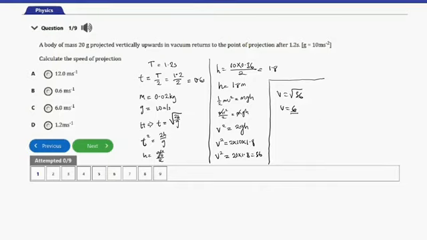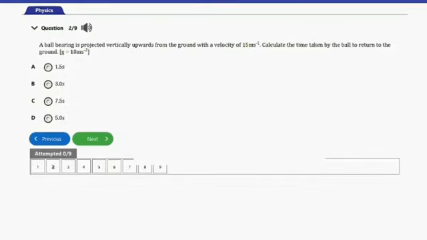Let's go ahead and consider the next question, guys. So the next question here, question number 2, says, a ball bearing is projected vertically upwards from the ground with a velocity of 15 meters per second. Calculate the time taken by the ball to return to the ground.